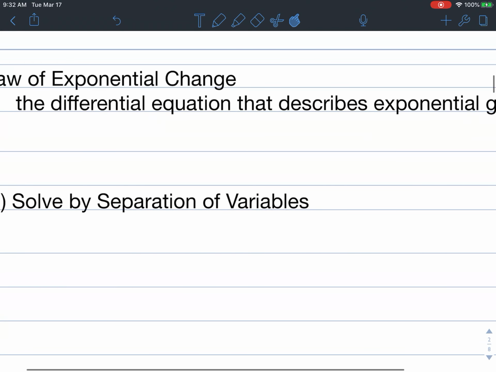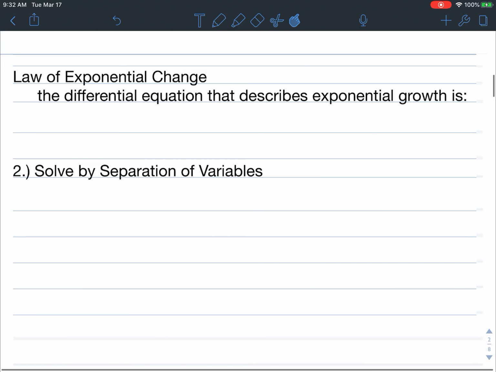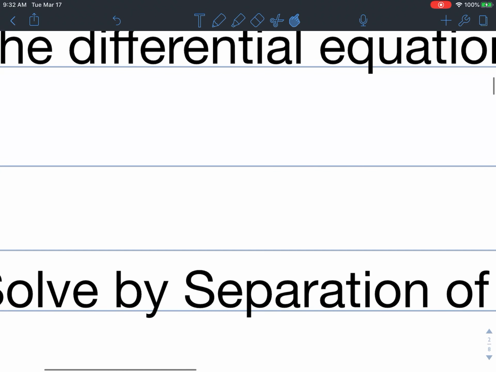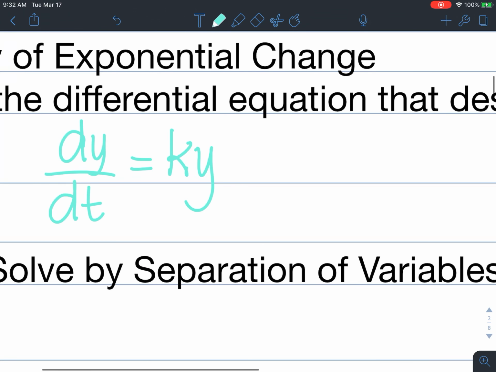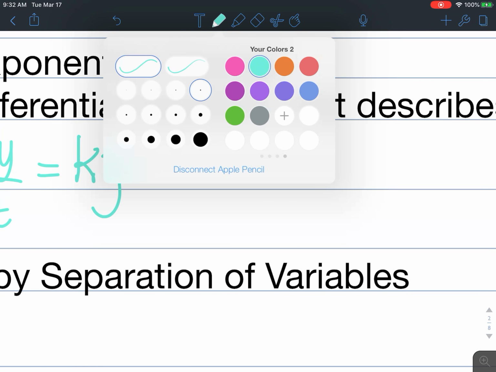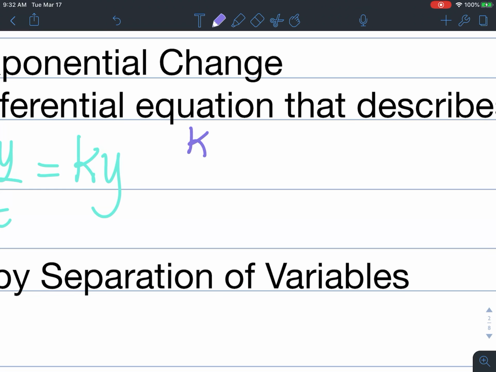Let's see what's next. Law of exponential change. The differential equation that describes exponential growth is dy/dt equals ky. Now, I know you might be looking at this and going, there's no exponents here, this is crazy. But exponential growth, so something grows in such a way that its rate is proportional to the amount that you started with. That's really what exponential growth is. We're just describing it in terms of the rate as opposed to the quantity. So k is the constant of exponential growth or decay.